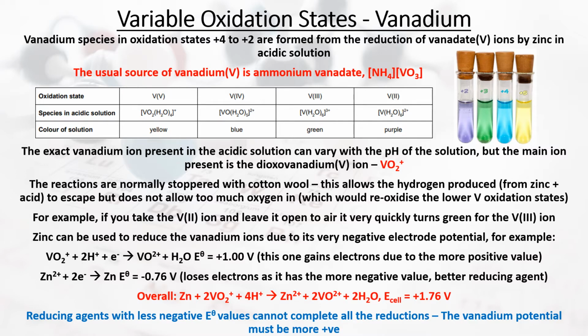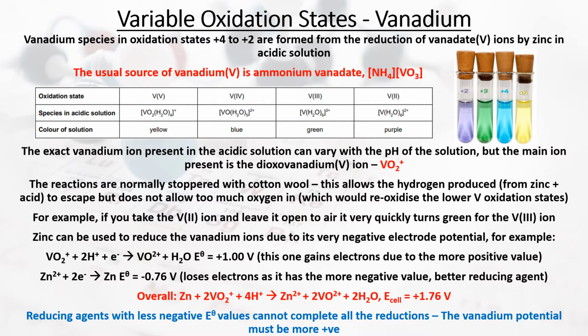too much oxygen in. And the key thing for this is that if we allow oxygen in, this would reoxidize the lower vanadium oxidation states. So let's say we've got all the way down to our V2+ oxidation state, our 2+ vanadium. Without that stopper in there, the hydrogen can escape, but also the oxygen can get in and oxidize it potentially all the way back up to vanadium 5+. If you take the V2+ ion and leave it open to air, it very quickly goes from looking purple to the green V3+ ion.